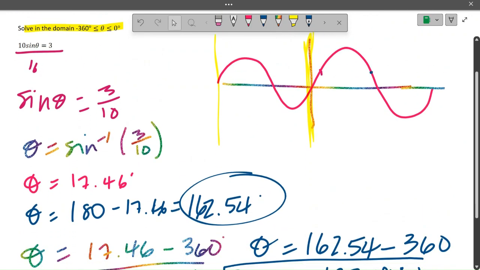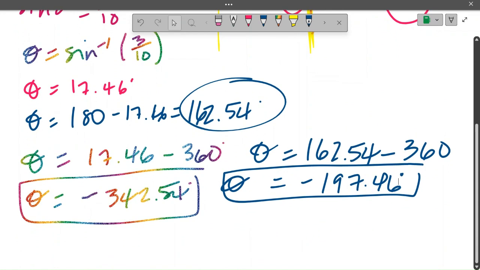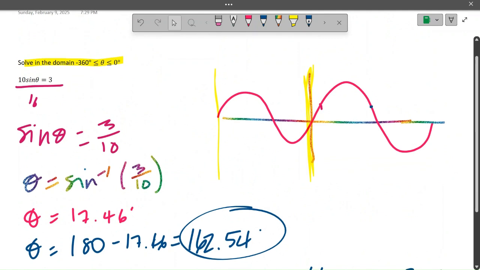You want to check these answers by popping them into your calculator. So I would say 10 times the sine of negative 342.54 degrees, and I should get approximately 3 out, and I do that with my second value as well.